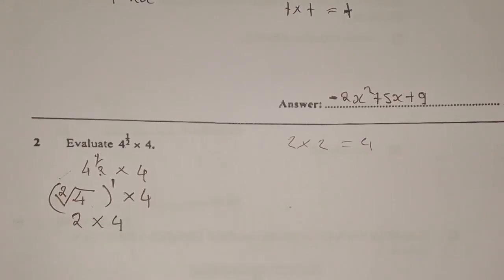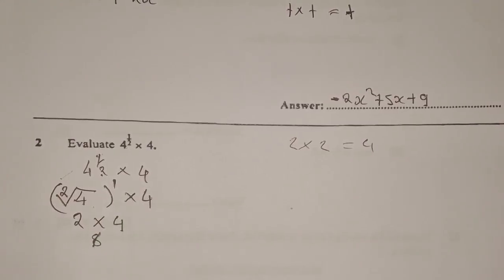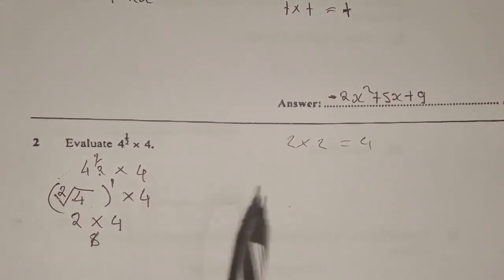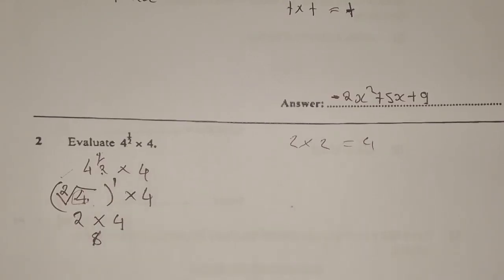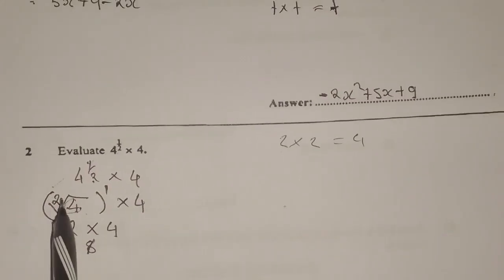2 multiplied by 4, this will give us 8. So a number which we can multiply by itself 2 times to give us 4 is 2. When you do 2 multiplied by 2, this will give you 4. So this is what this means.